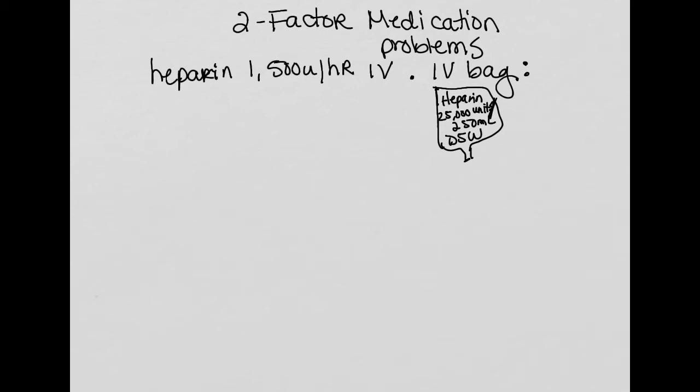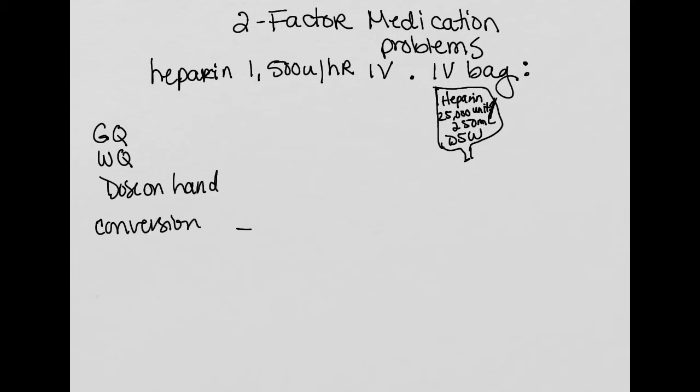So we have to figure out how to set this up. Remember, we need the given quantity, we need the wanted quantity, and the dose on hand. We have to do the unit conversion, and then all our multiplying and dividing to get our answer, and we have to do our cross-outs. There are two methods, a random method and a sequential method. I seem to be doing the sequential method. That's the way I was taught, so it's easy for me, and that's what I'm showing you.